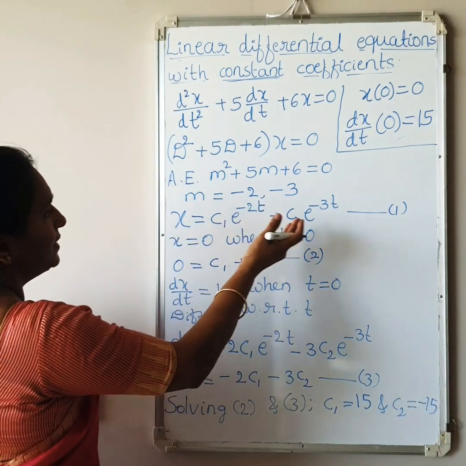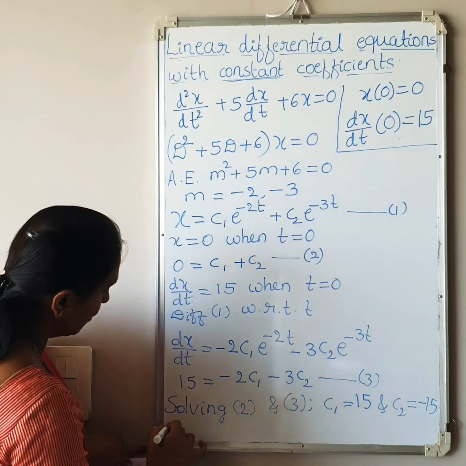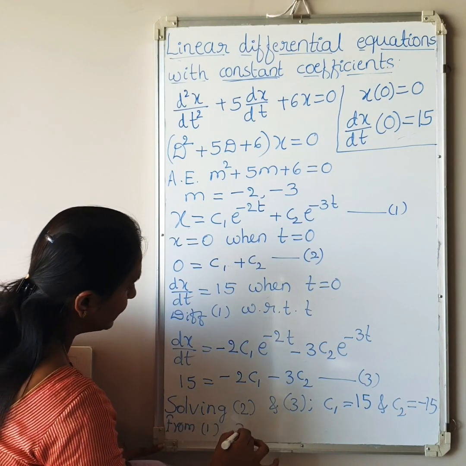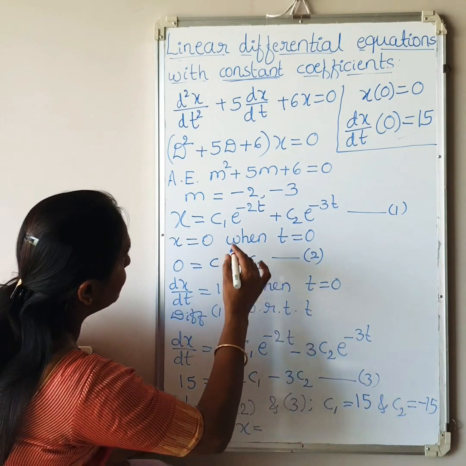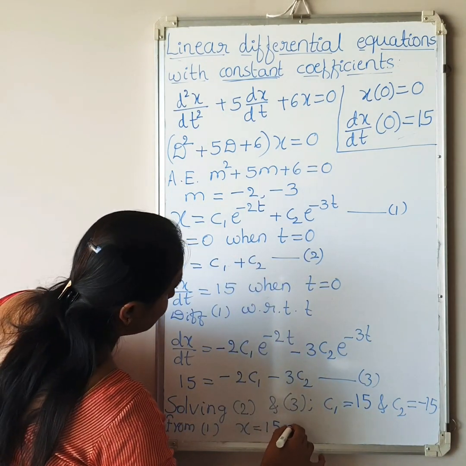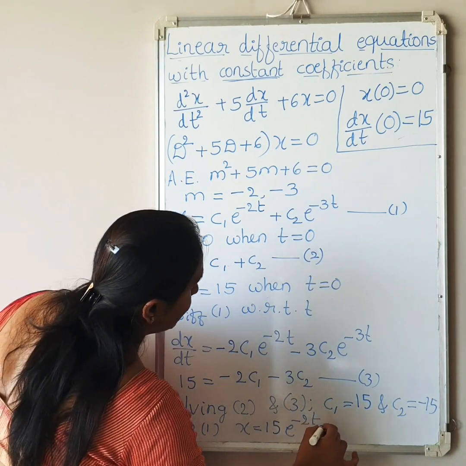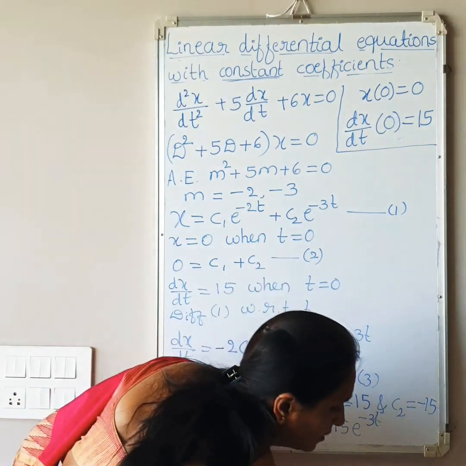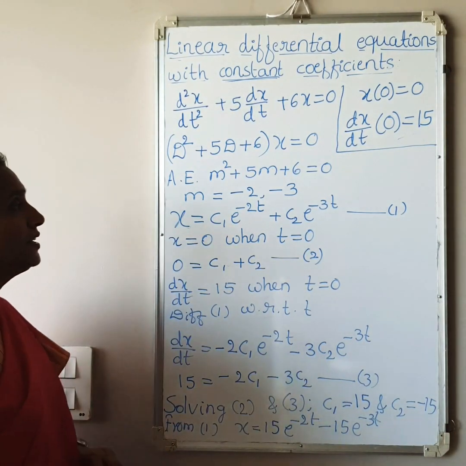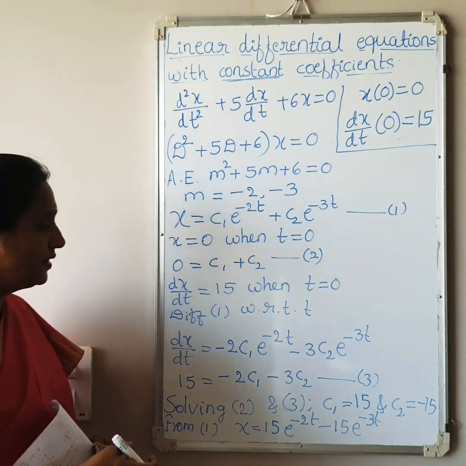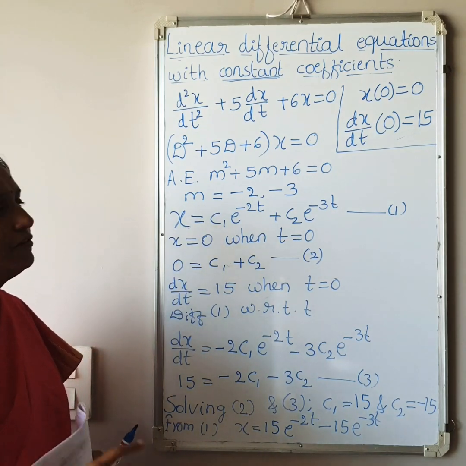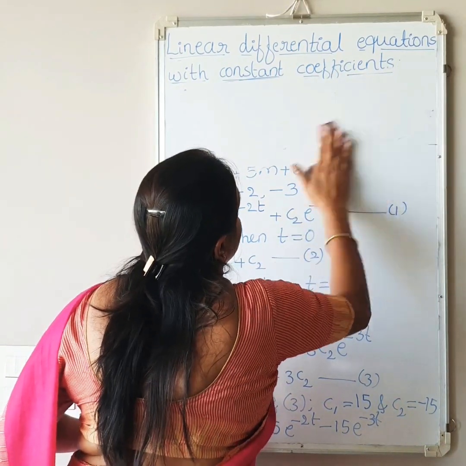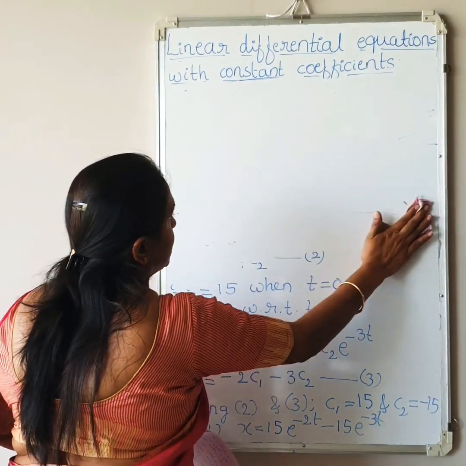Now we'll substitute these in equation 1. Therefore from 1, we get x is equal to 15 e raised to minus 2t minus 15 e raised to minus 3t. So this is the solution. When initial conditions are given, then c1 and c2 values can be found out. So this is about the method and what are linear equations with constant coefficients and all.